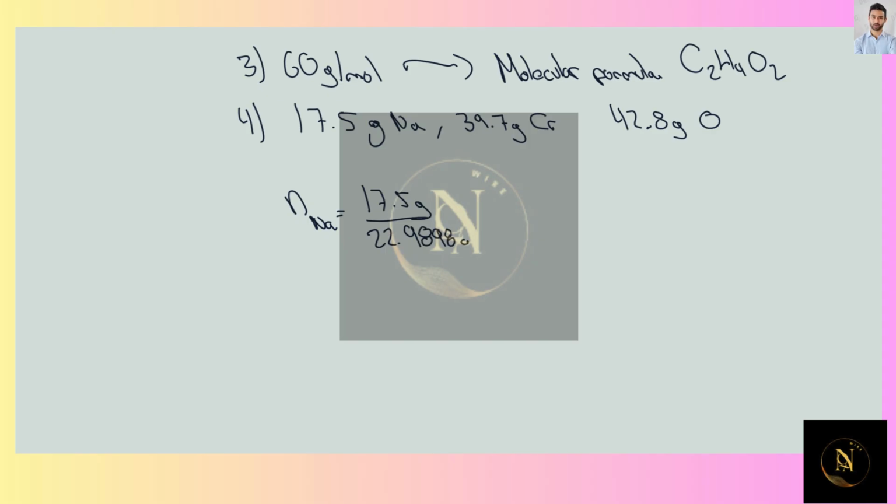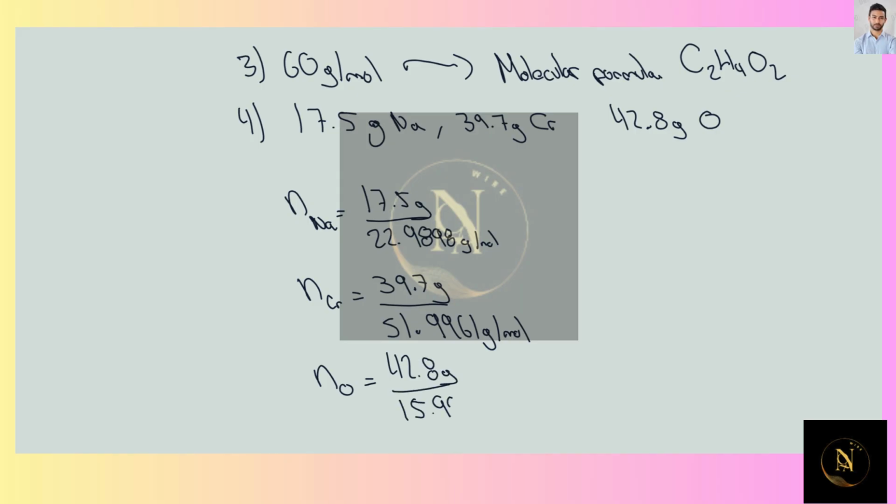22.9898 grams per mole. The amount of mole of chromium would be equal to 39.7 grams divided by the atomic weight of chromium, which is, let me look it up, 51.9961 grams per mole. And finally, the amount of mole of oxygen is going to be 42.8 grams divided by 15.99 grams per mole.